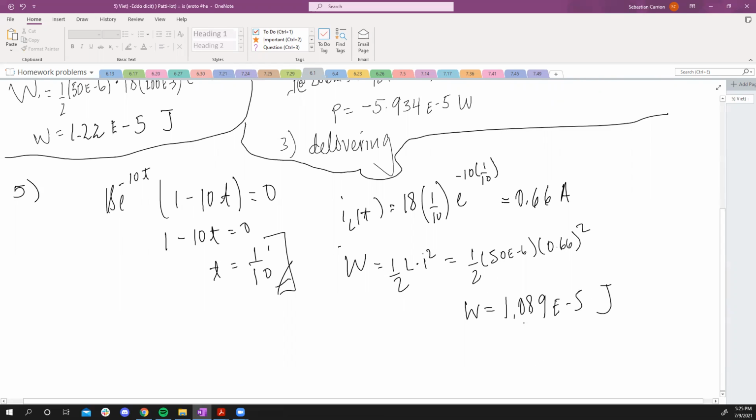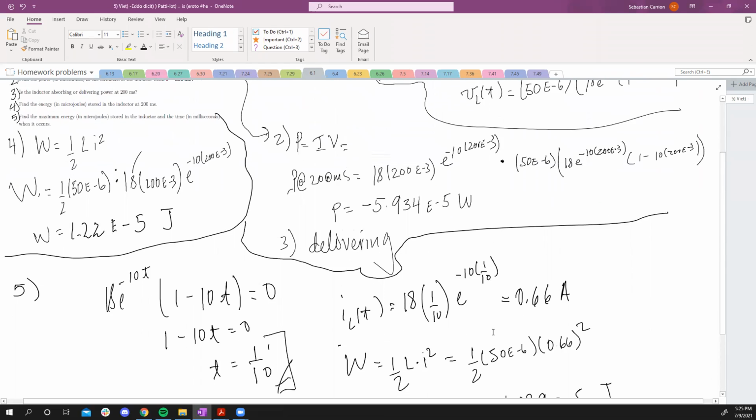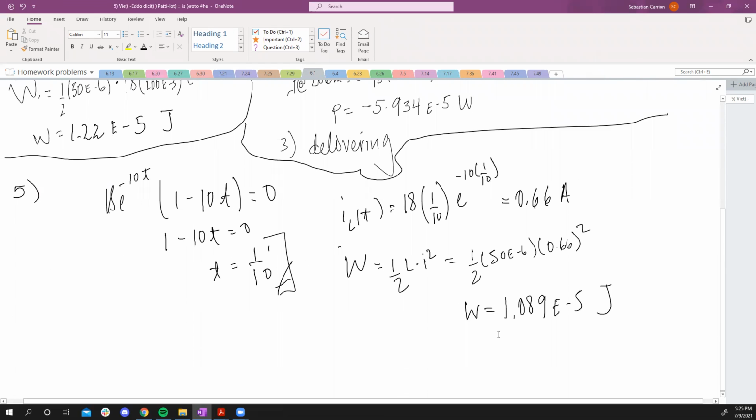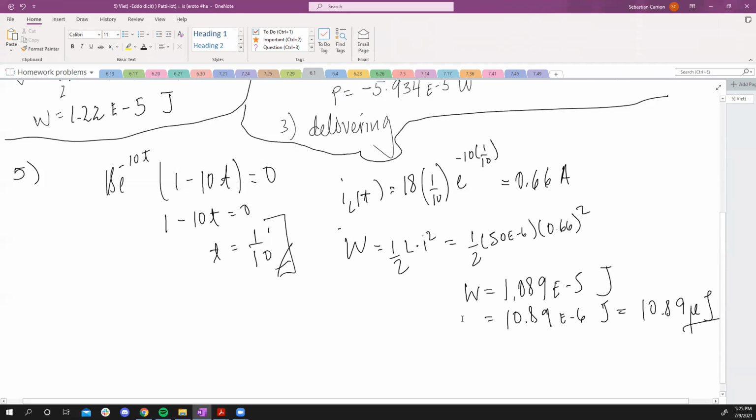Right, so what is it asking us? Microjoules. For microjoules, just move the decimal. You have e to the negative 6; 10 to the negative 6 is microjoules. So there we go. 10.89 microjoules is the maximum energy the inductor will store.